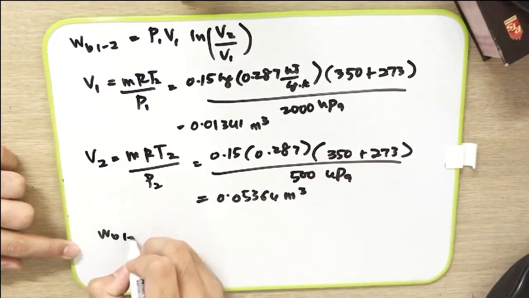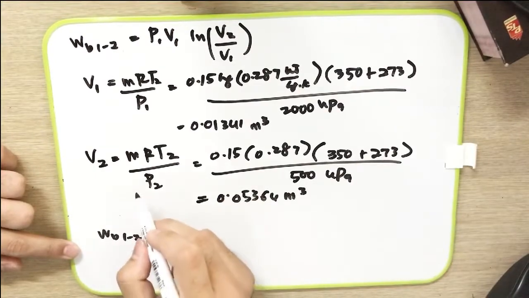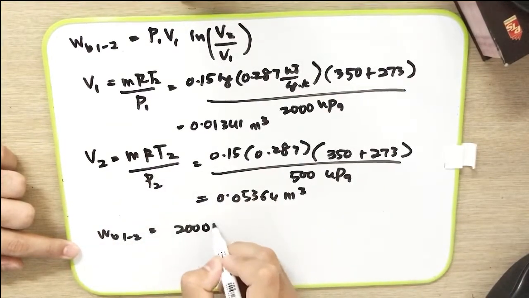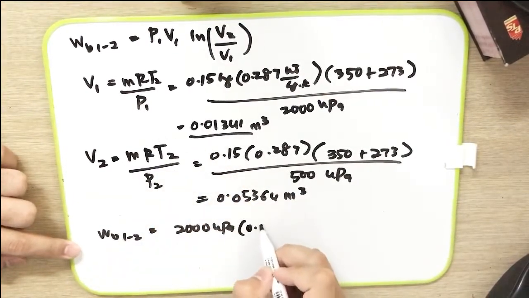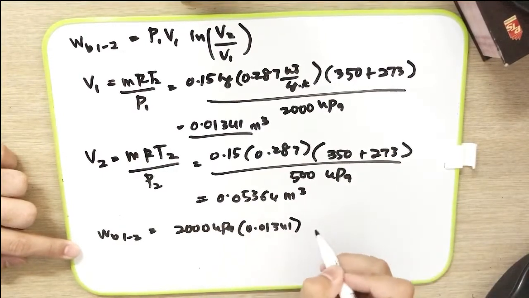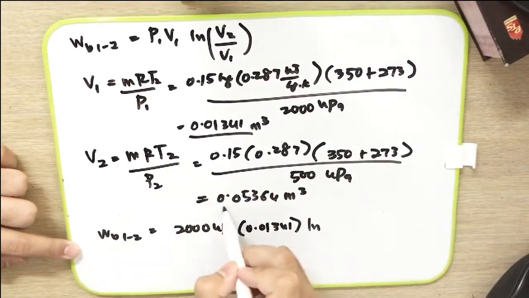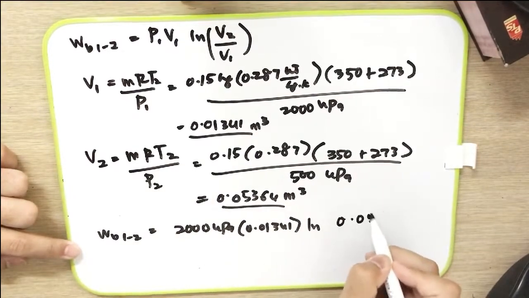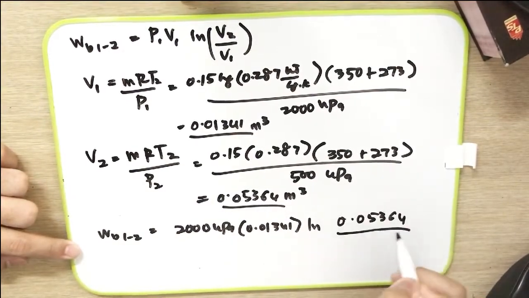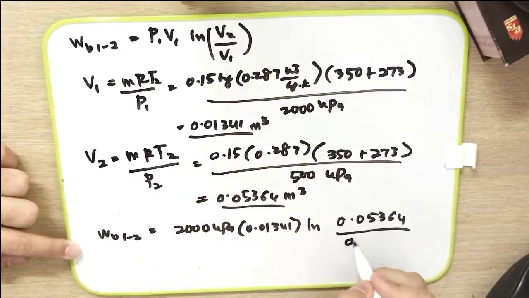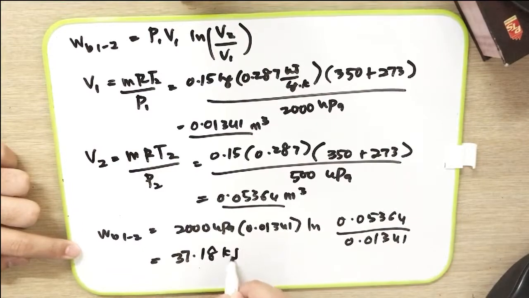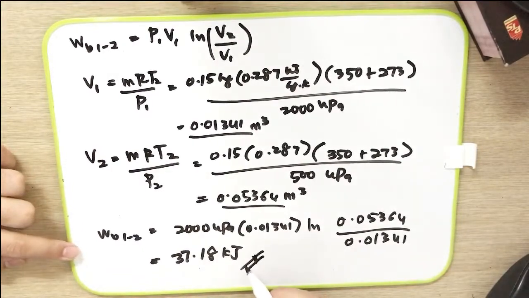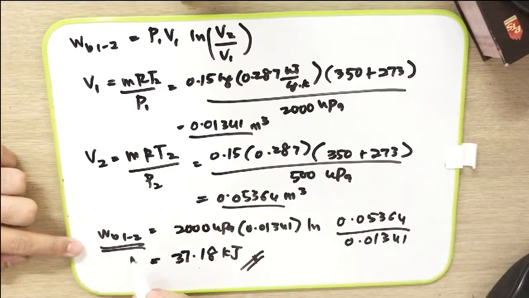So the boundary work from 1 to 2 is equal to P1, which just now is 2000 kilopascal, V1 is 0.01341, ln of V2, which is 0.05364, over V1, which is 0.01341. After we solve, we get 37.18 kilojoule. So this is WB 1 to 2.